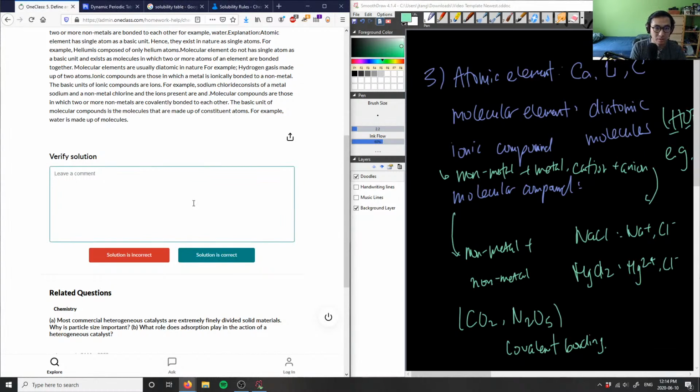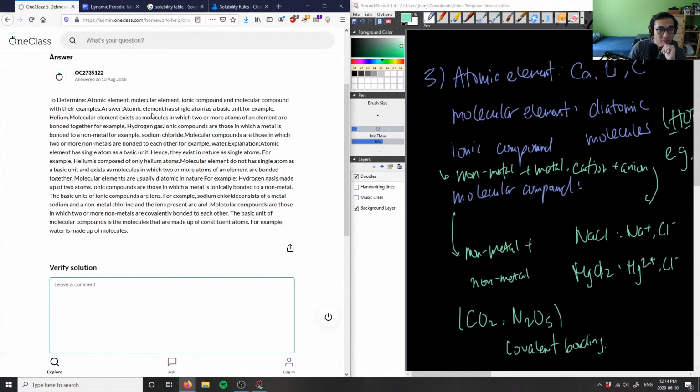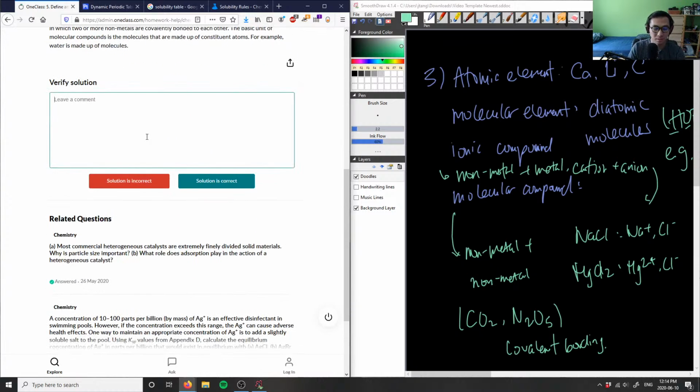So the solution here, I believe, is correct. Let me just check. Atomic element has a single unit. That's good. Molecular element has two or more atoms, which is hydrogen gas. That's good. Ionic is metal bonded to nonmetal. Molecular compound is two or more nonmetals bonded together. So the solution is correct. Good analysis.